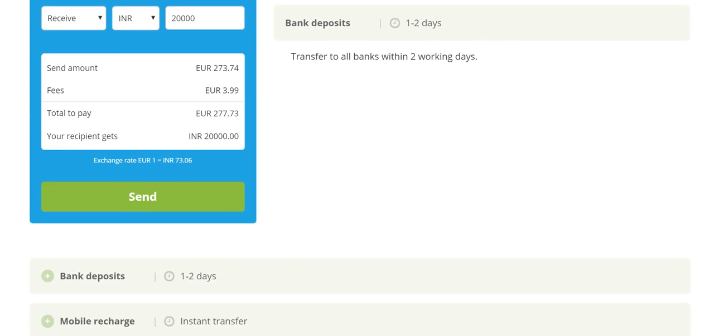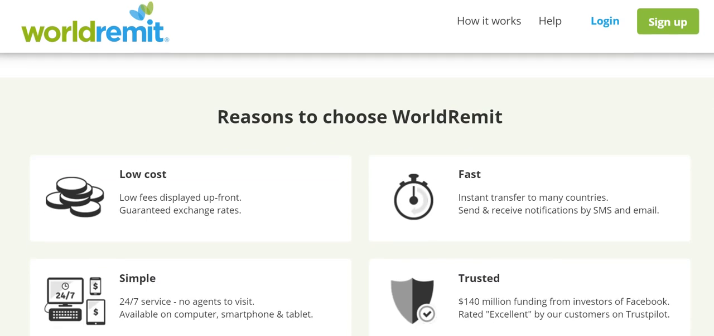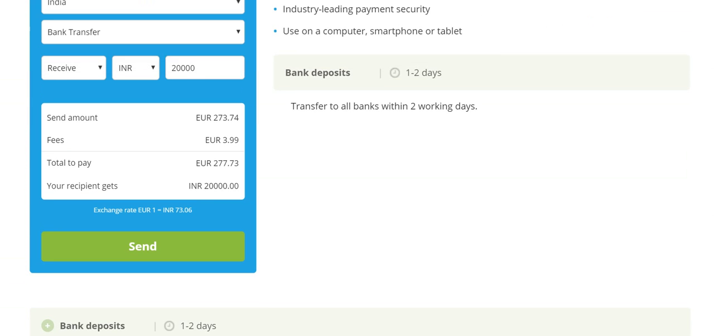Now, having seen that, why should you choose WorldRemit in particular? Low cost with low fees displayed right up front. That's exactly what I showed you. Even after doubling the recipient's money, the fees remain constant and consistent. The exchange rates too are guaranteed, that too even before you've actually sent the money. What the exchange rate that you see is what will apply, as it's the case here.